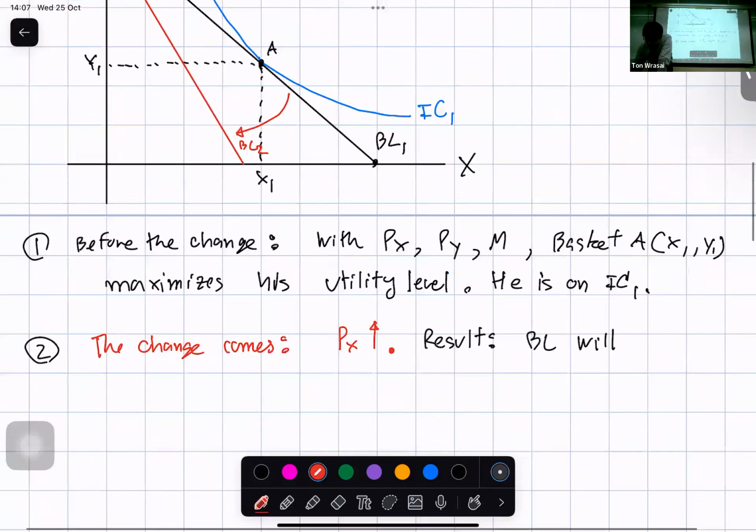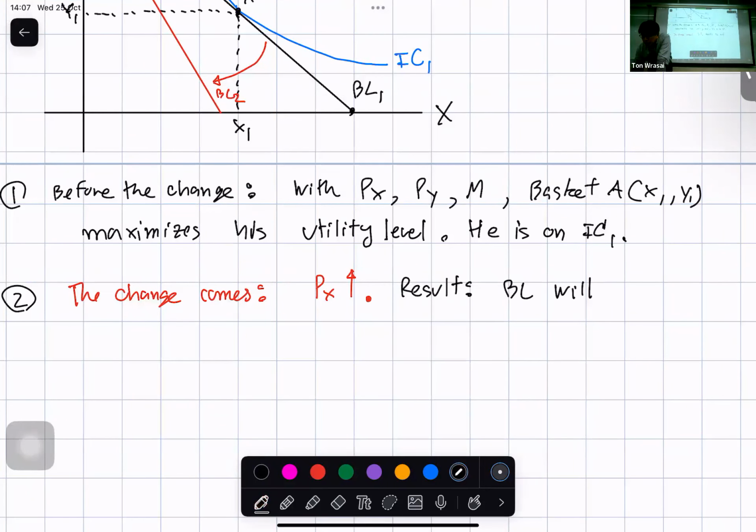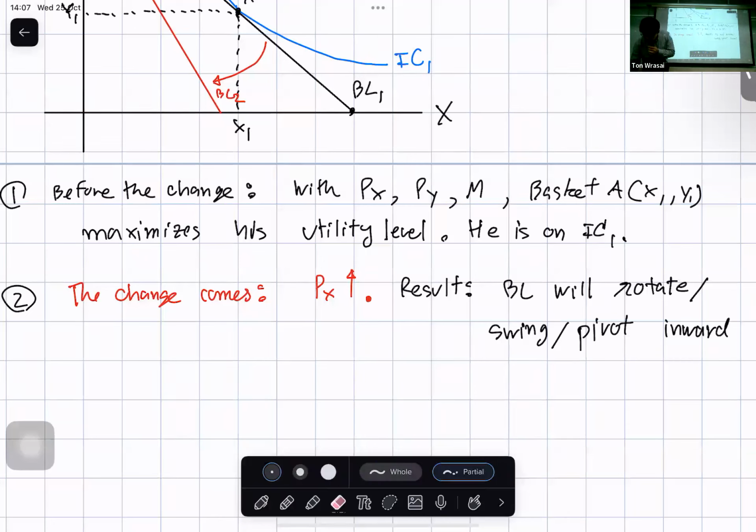So the result: the budget line rotates, or swings, or you can use the word pivot, inward. From where to where? From BL1 to BL2. From the black to the red budget line.